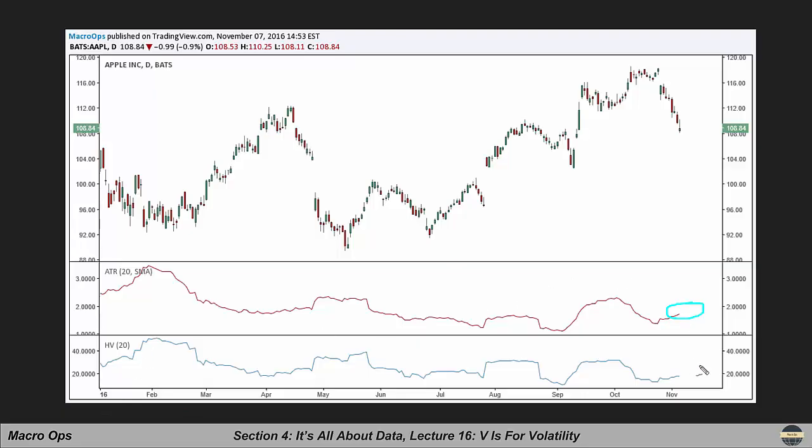Whereas HV, remember, is quoted in annualized percentage terms. So this says 20%. So to get the expected move for the day on Apple, we'd have to do 20% divided by the square root of 252.